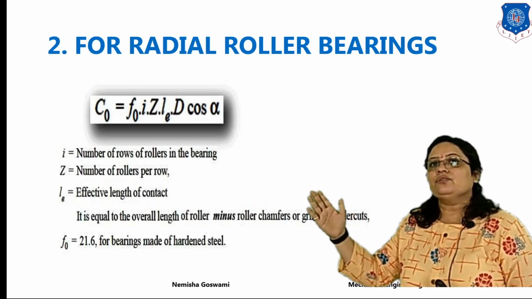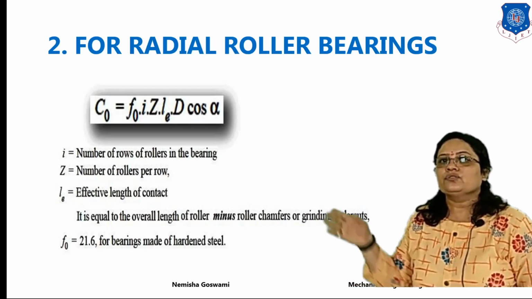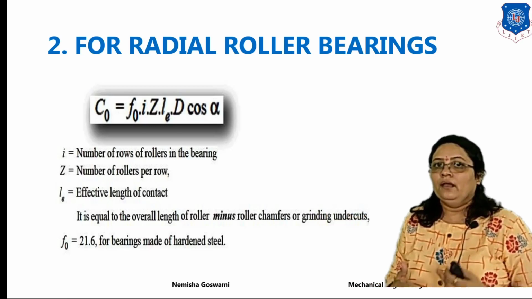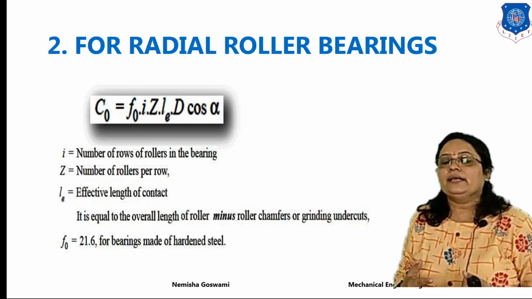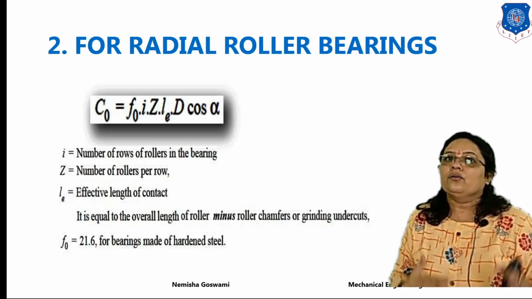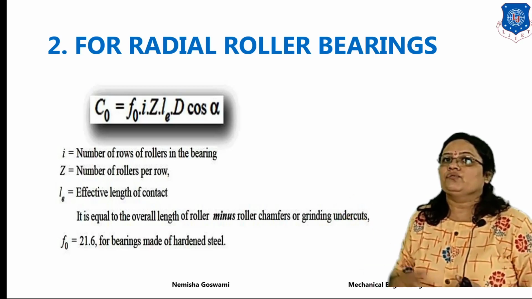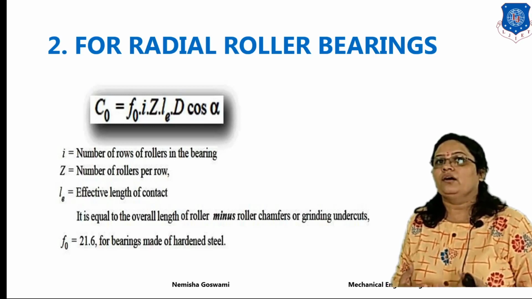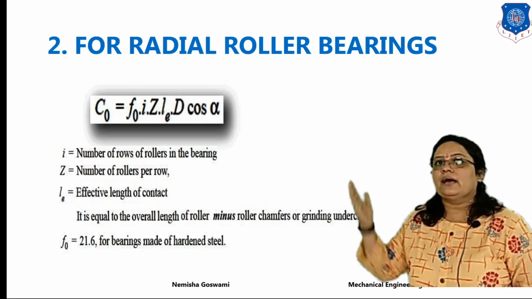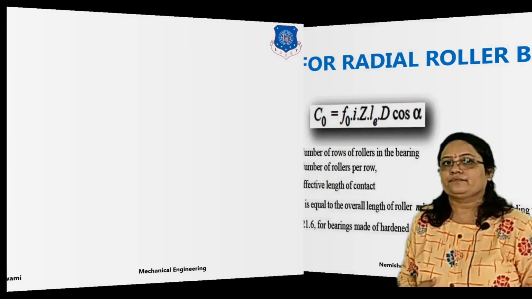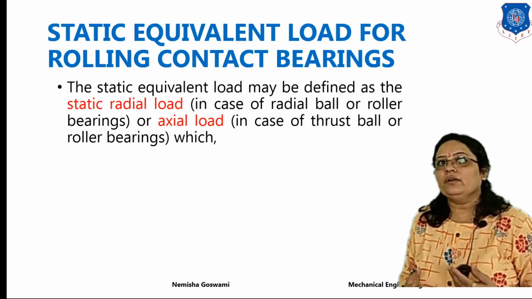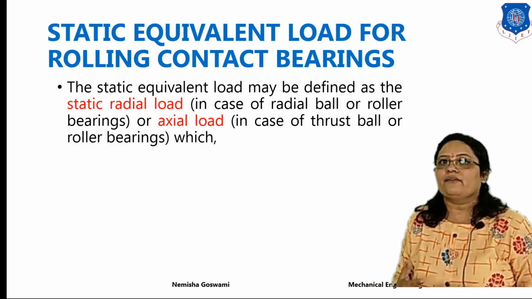Okay. F0 is again a factor. So this is equal to 21.6 for a particular material. So if we use hardened steel to make the roller, F0 is equal to 21.6 for hardened steel. Okay. So these are the same, alpha is your nominal angle. Again, static equivalent load for rolling contact bearing. So we have discussed each and everything.